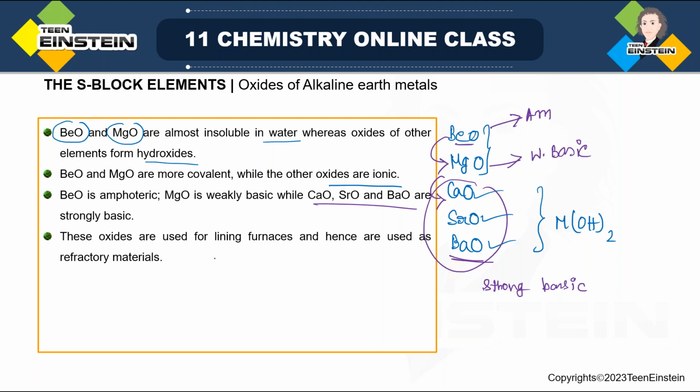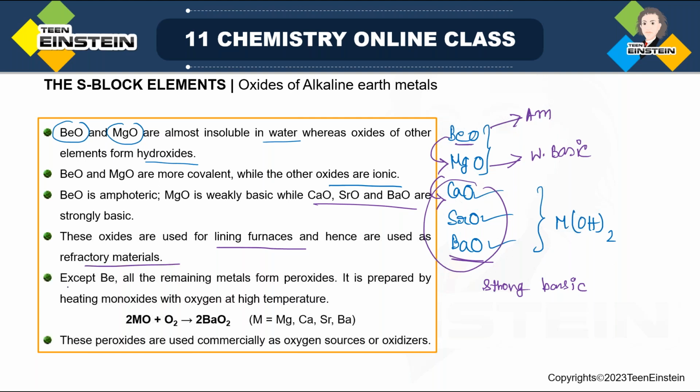And as they are thermally stable, we have seen in the previous slide the characteristics, chemically inert, and they can withstand high temperature. So as they are resistant to high temperature, that is the reason they are used for lining furnaces and hence in refractory materials. Because in these cases, high temperature resistant material is required. And this is an important application of these oxides.